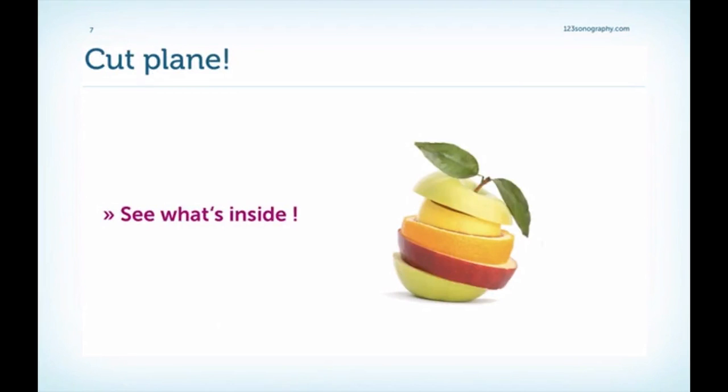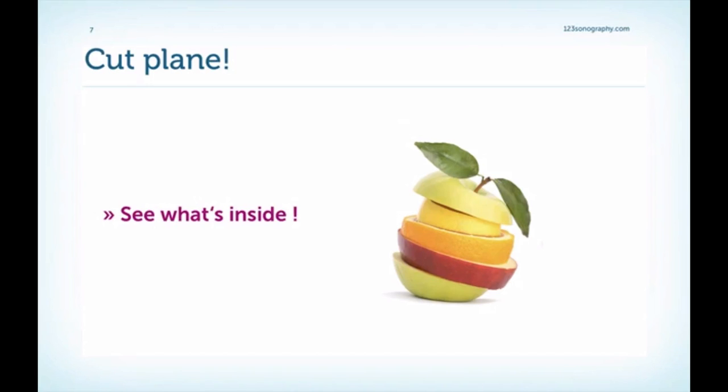So, ultrasound is a cut plane technique. This means we're looking inside a structure or inside an organ. Now, this makes the interpretation of ultrasound sometimes quite difficult, because you have to have a good understanding of the true shape of a structure, and you have to kind of internally reconstruct the images and the cut planes that you see. But it also has the large advantage that you can see into an organ and see what's going on inside.